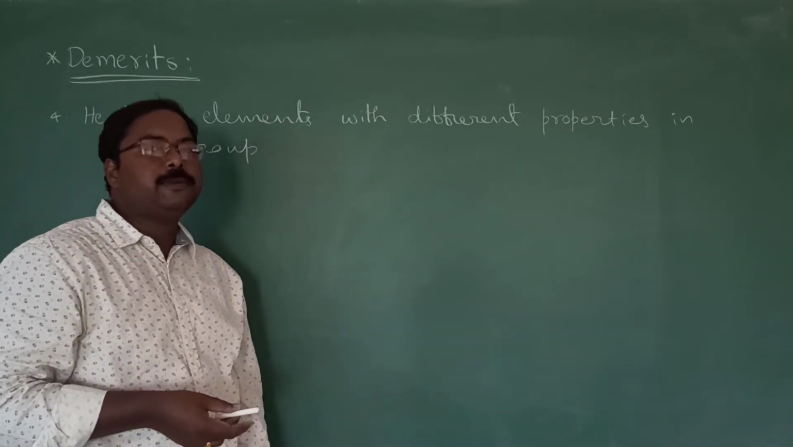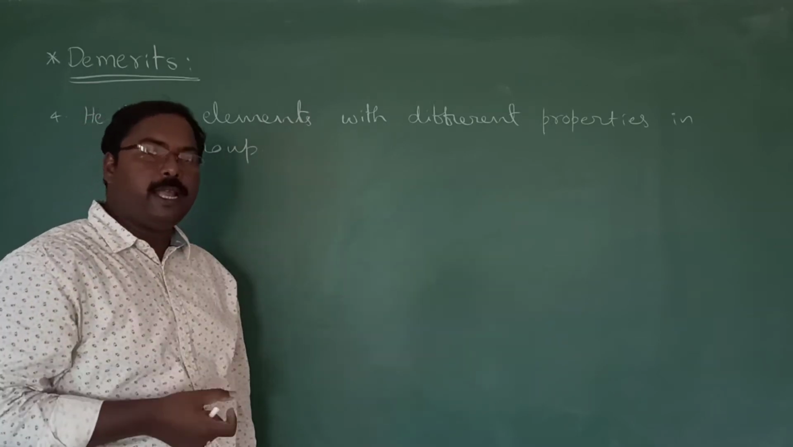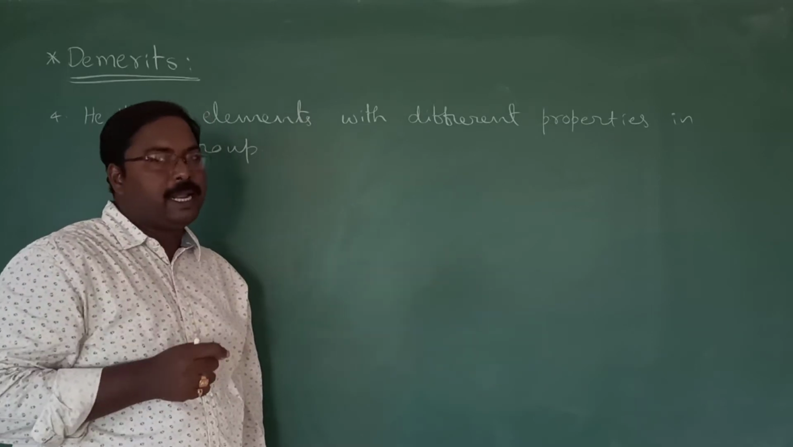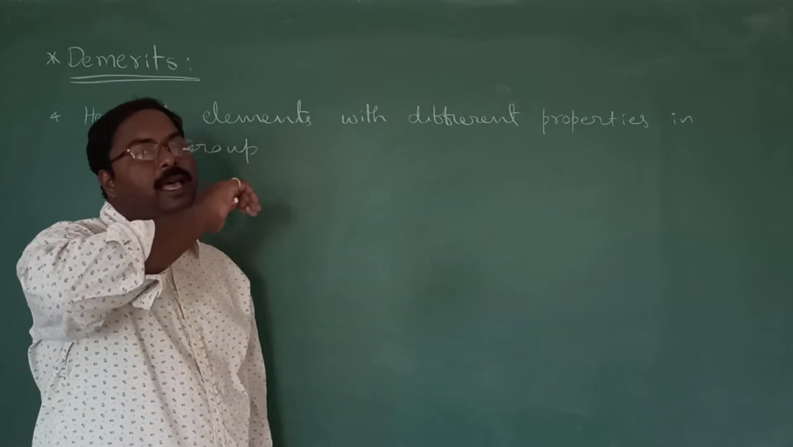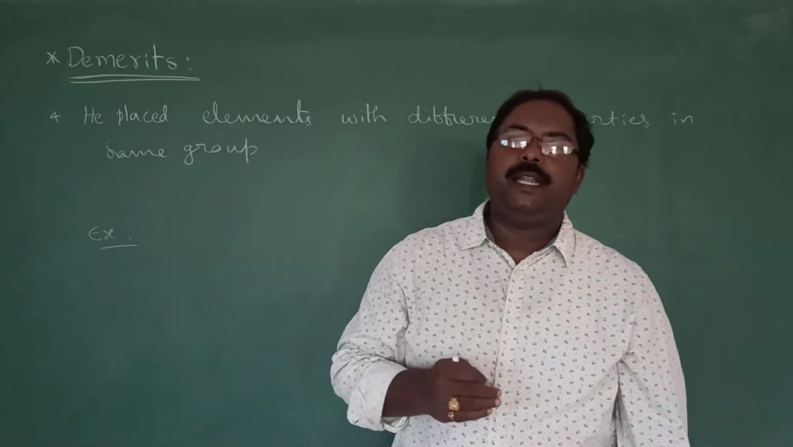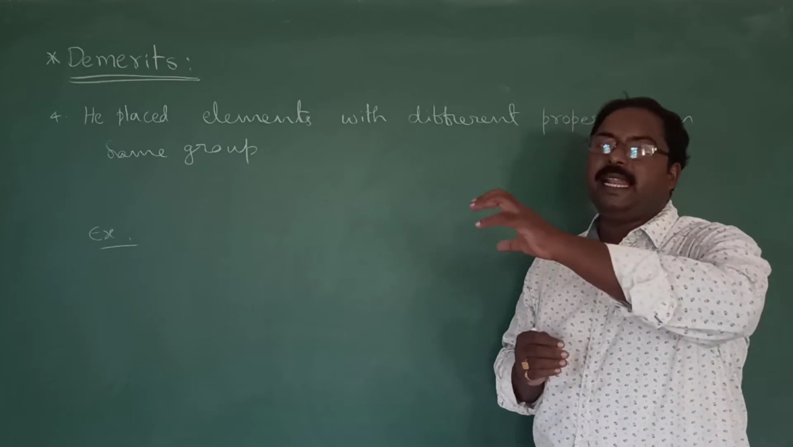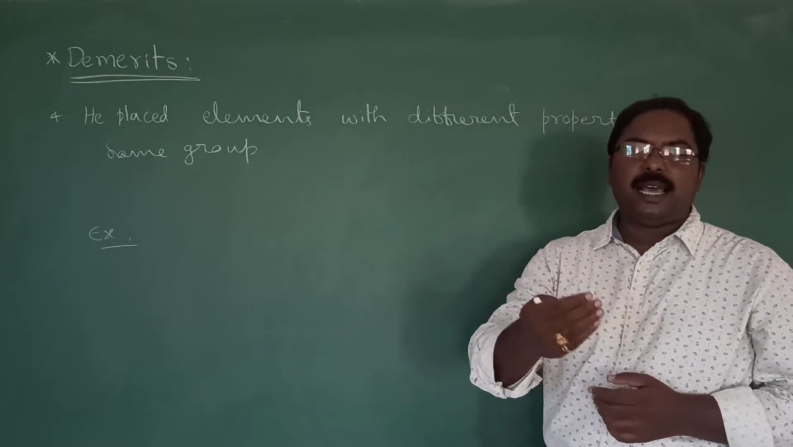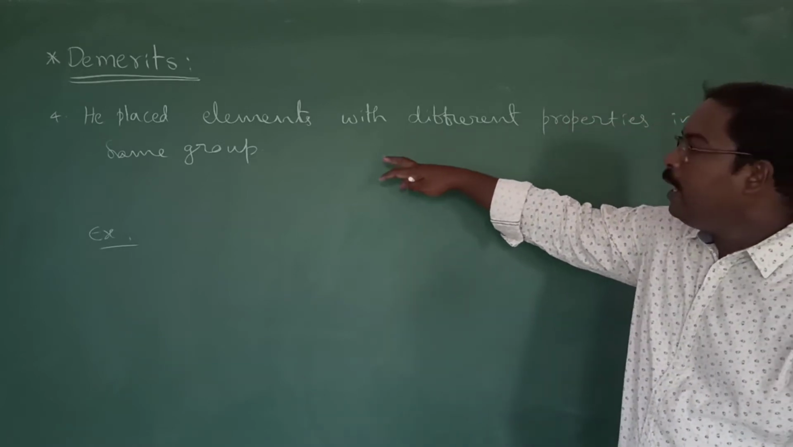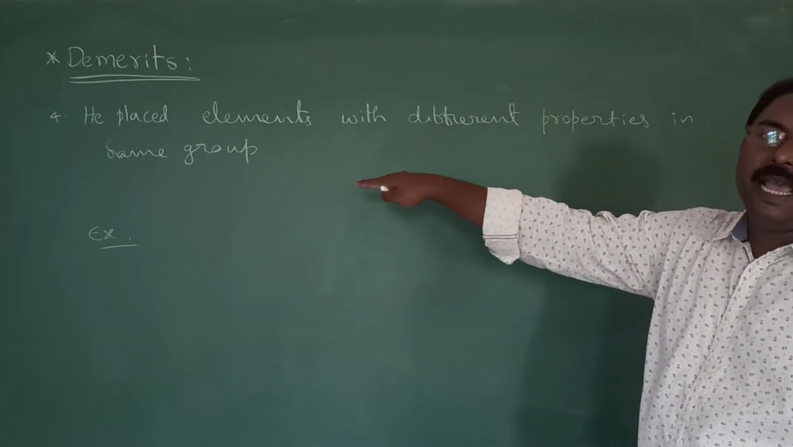What is meant by coinage metals? Generally we know about this one, coinage metals are used in the making of coins. Copper, silver, gold. These are known as coinage metals. These are placed along with the alkali metals. Okay? But there is no similarity in the properties of alkali metals and coinage metals. Alkali metals are highly reactive metals, but coinage metals are very less reactive metals. Okay? So such type of mistakes he did. He placed the elements with different properties in the same group.